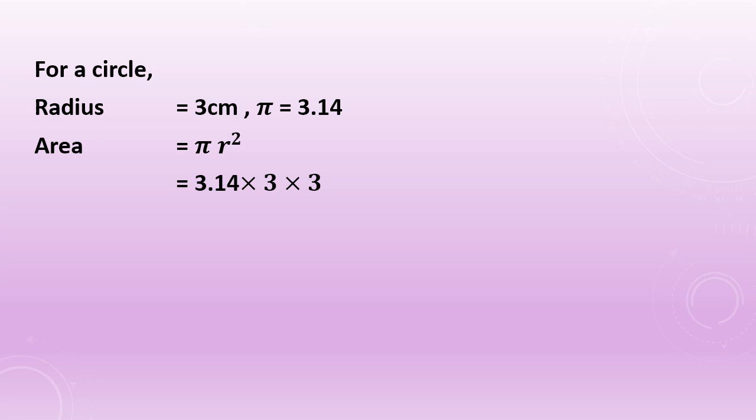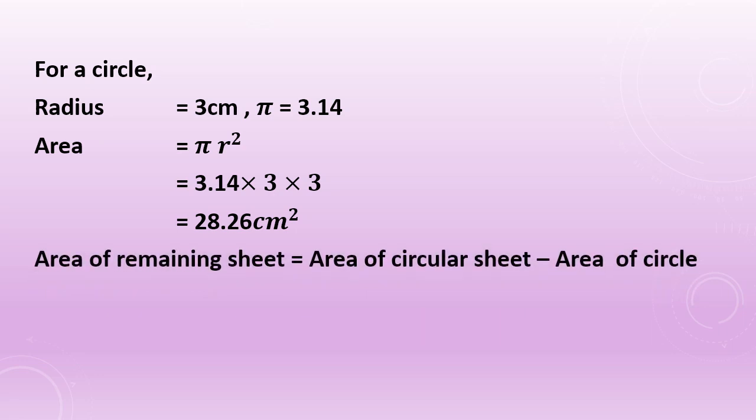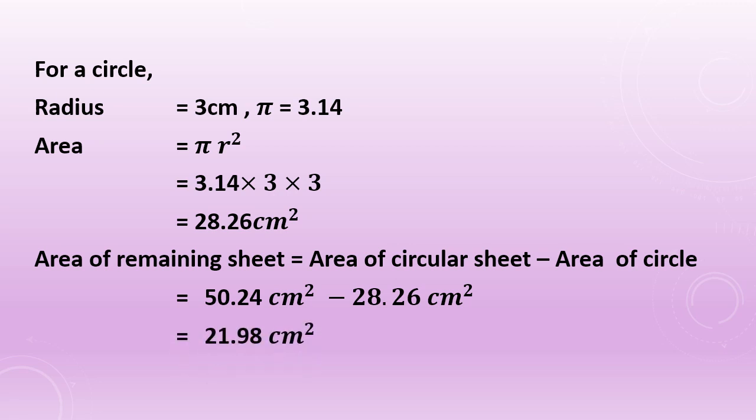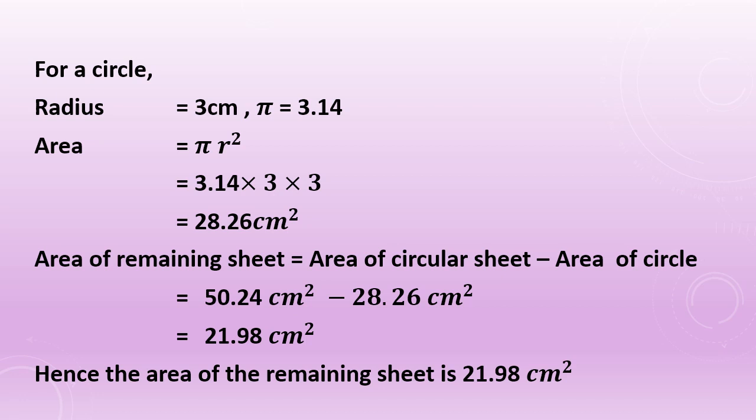Here in the question, they asked to find the area of the remaining sheet, which is equal to the area of the circular sheet minus the area of the circle. Substituting the values which we found earlier, that is 50.24 centimeter square minus 28.26 centimeter square. We get the answer as 21.98 centimeter square. Hence the area of the remaining sheet is 21.98 centimeter square.